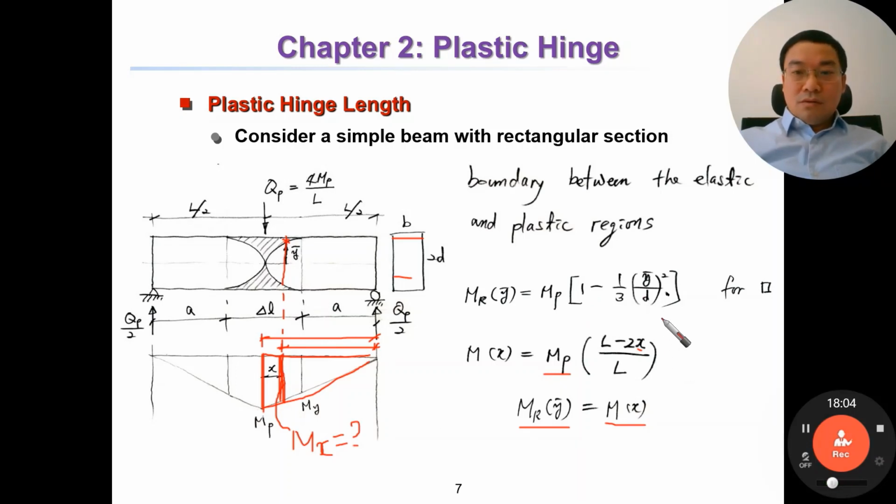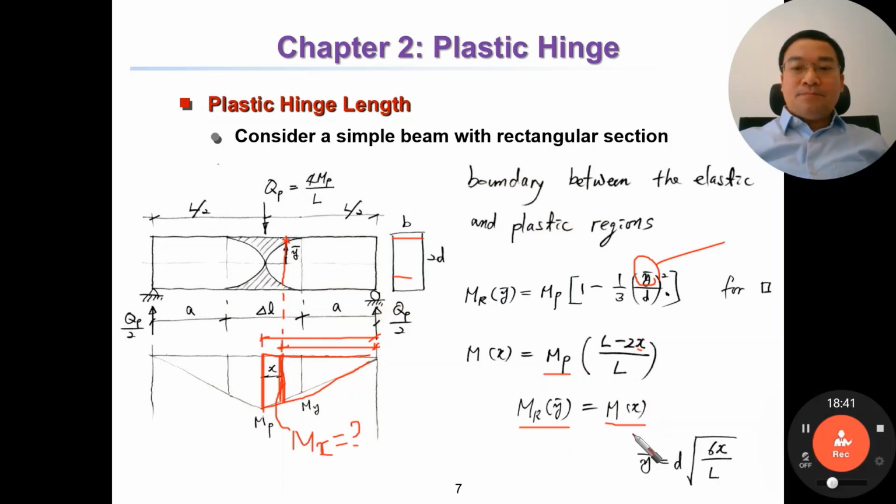Then we can determine this one, y apply, as a function of x and Mp, right? We have Mp, we have x, and L is L. D is D. It is the section, and it is the length of the beam. And we calculate Mx as a function of Mp and x. Y apply is a function of x.